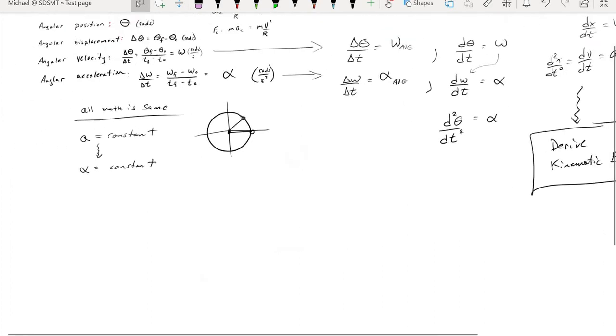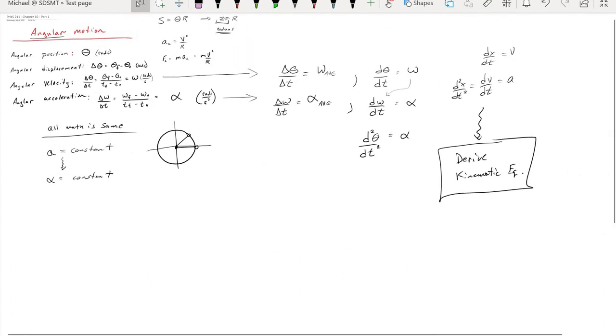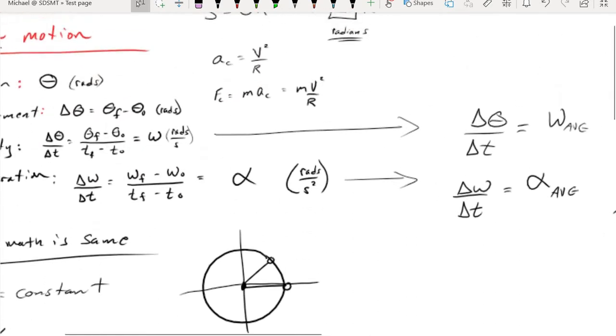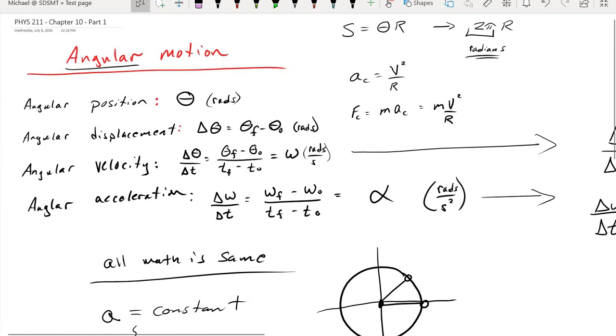If the only thing that has changed is the way that we're representing each of these terms, I'm not using x for position anymore, I'm using theta. I'm not using v for velocity anymore, I'm using omega. And I'm not using a for acceleration, I'm using alpha.